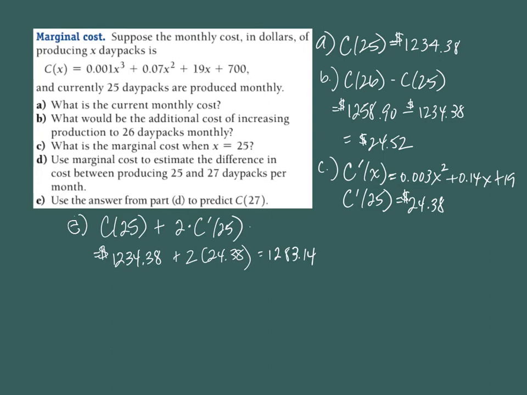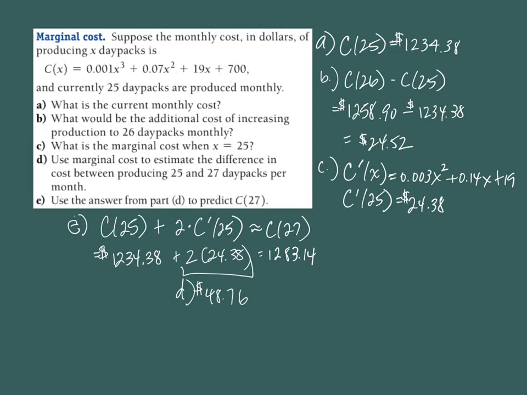Which is approximately the cost of 27. So this answer, this part here, is actually the answer to part D, which would be the additional cost. So that's 2 times the 24.38, which is $48.76. So it would be approximately another $48.76 per month to go from 25 to 27 day packs.